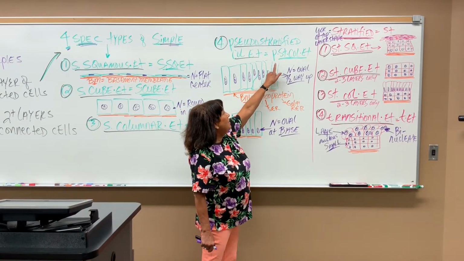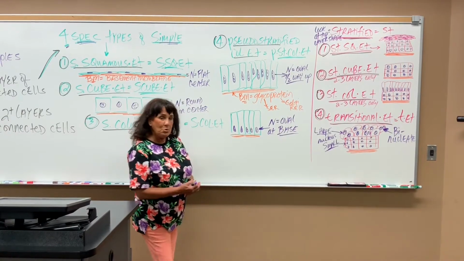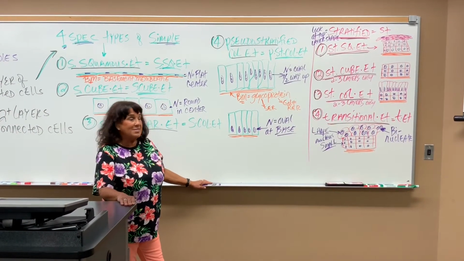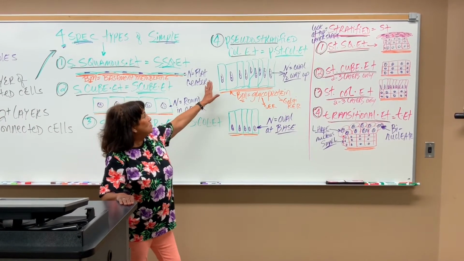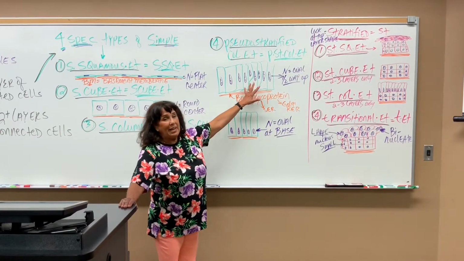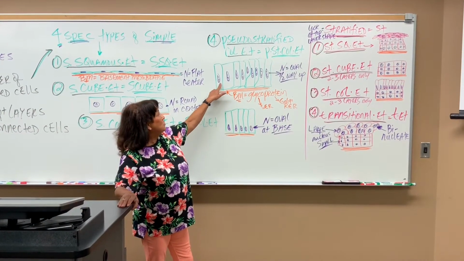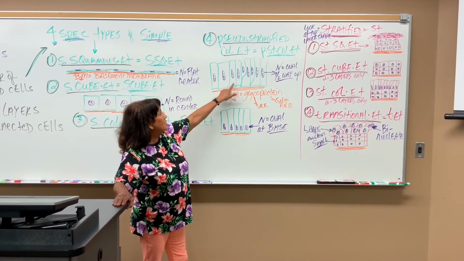ET, and it abbreviates PSTCOLET. And you are free to use abbreviations on a test, and you just have to know what they mean, of course. And so here are pseudostratified. It's sort of like a bunch of columnar cells that get squashed together, and the nucleus is still oval, but it sort of floats in the middle of the cell.